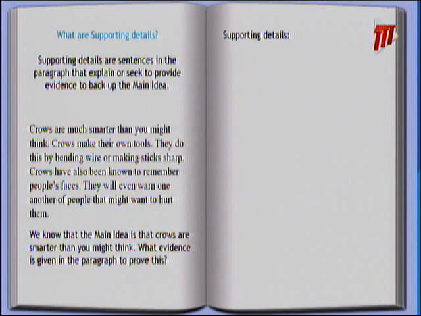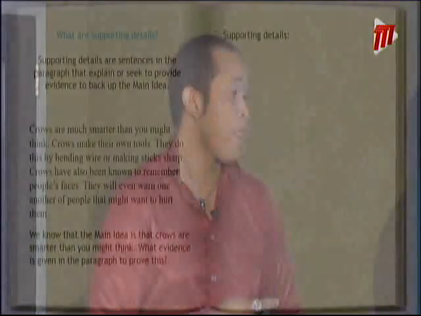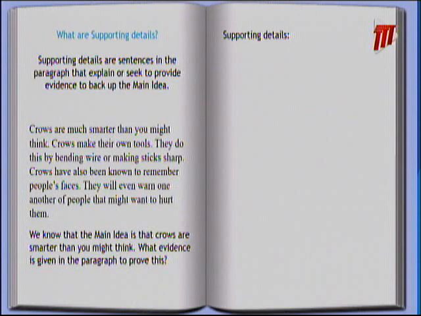And what we have as the continuation, they do this by bending wire or making sticks sharp. That would be an addition to the first line, because they're explaining the way that the crow makes the tools. So good, all of this so far shows how intelligent the crow actually is. Crows have also been known to remember people's faces. Is that a sign of intelligence? Think about it for a second. Yes, in an animal, it would be a sign of intelligence for them to have the ability to remember a face, especially a face that maybe they would not have seen for a little while.